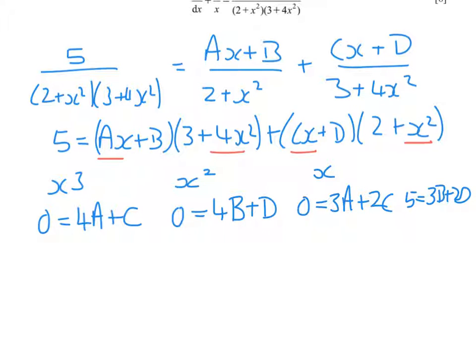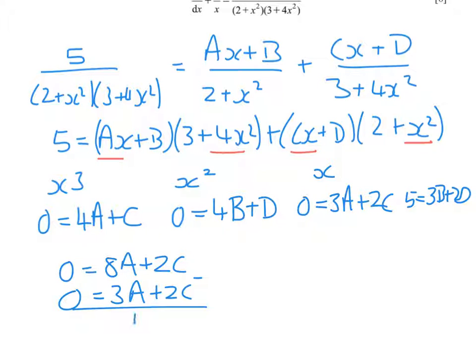So we have that 0 is 4a plus c. If I multiply that by 2, 0 equals 8a plus 2c. And we have also that 0 equals 3a plus 2c. Taking those away from one another, we get that a is 0. If a is 0, then c is 0.